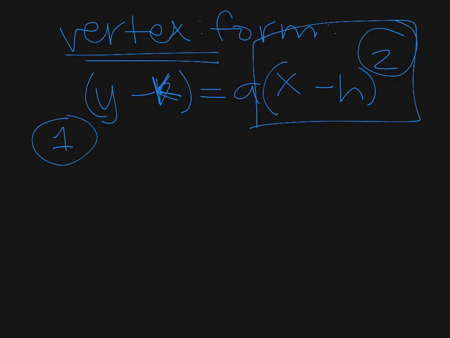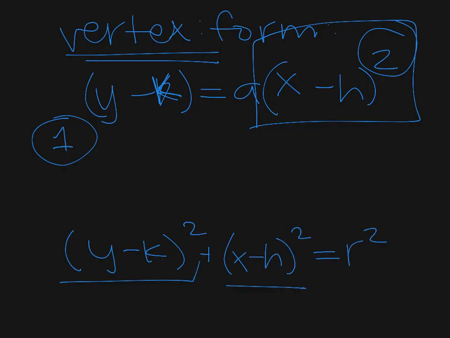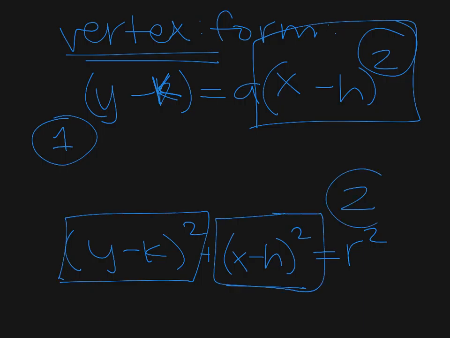Now, if we were going to do it for a circle, the form that we like is y minus k squared plus x minus h squared equals r squared. You have two of these squared terms, so that means you have to complete the square twice.